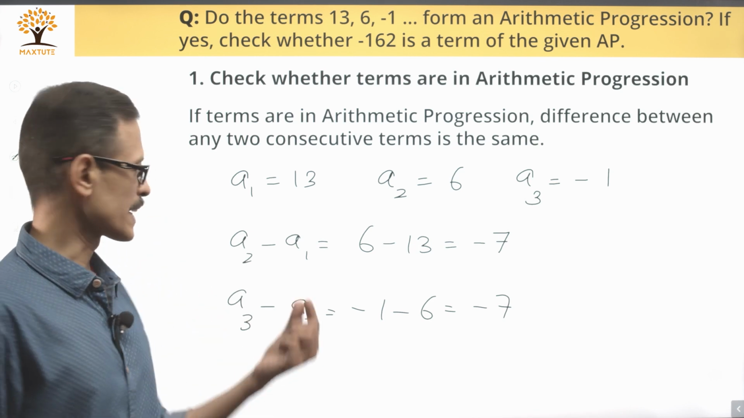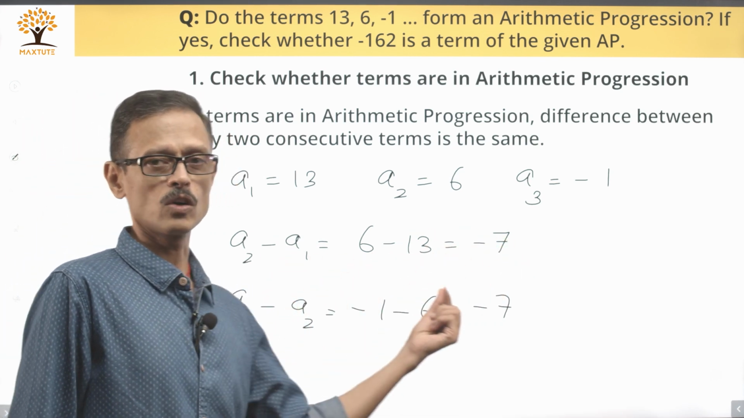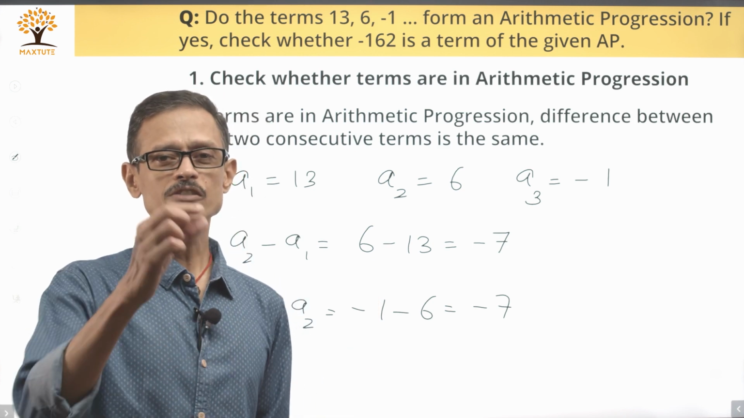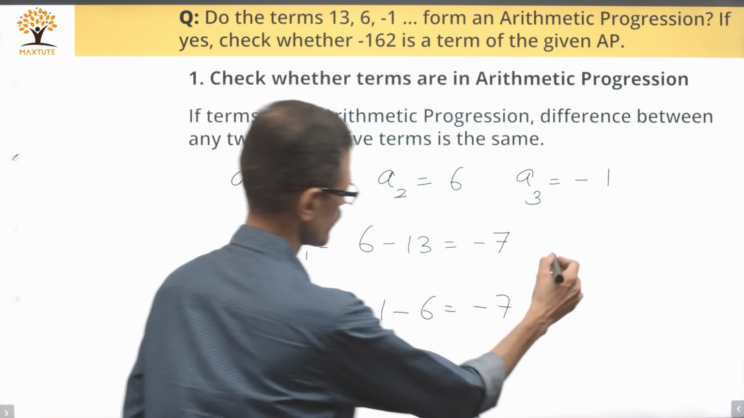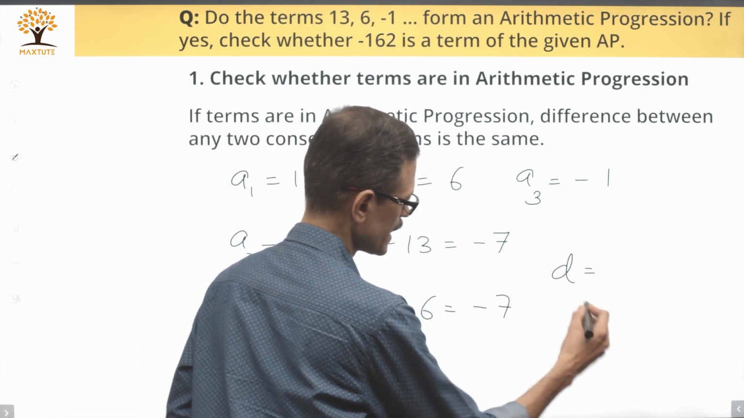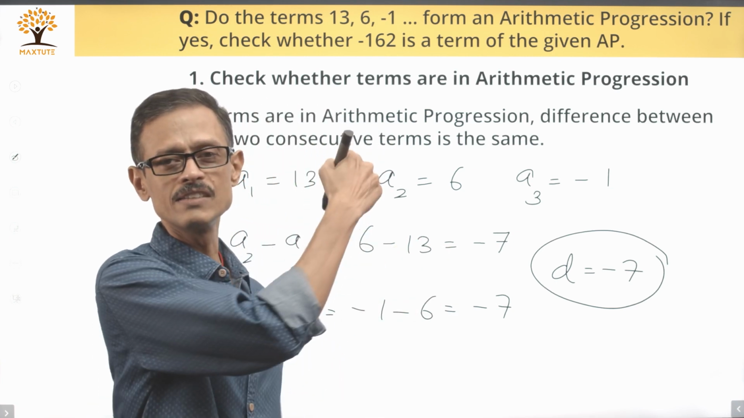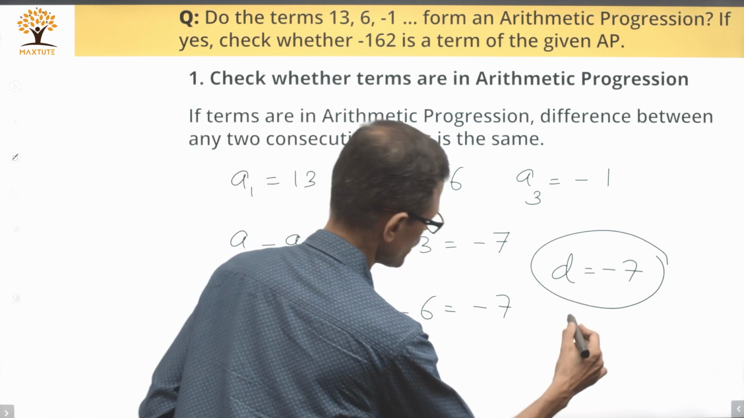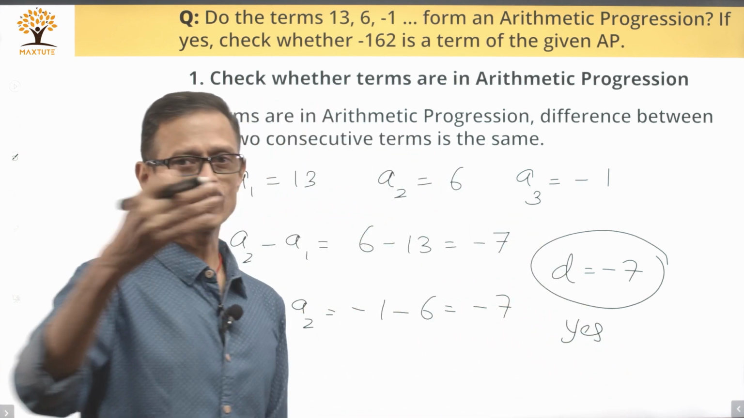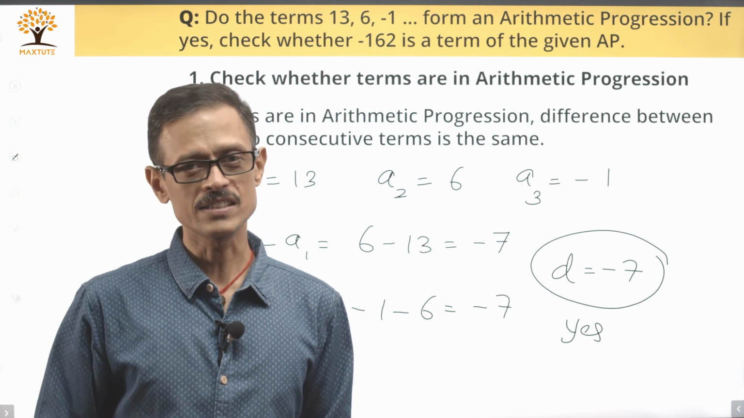So, the difference between the second and the first term is minus 7. The difference between the third and the second term is also minus 7, which means the difference between any two consecutive terms is the same, and that is called the common difference. The common difference is denoted by d, which is equal to minus 7. That essentially means that the given sequence 13, 6, minus 1 is in an AP. The answer is yes. So, part 1, it's a yes. How did we prove it? We proved it by the fact that a common difference exists.